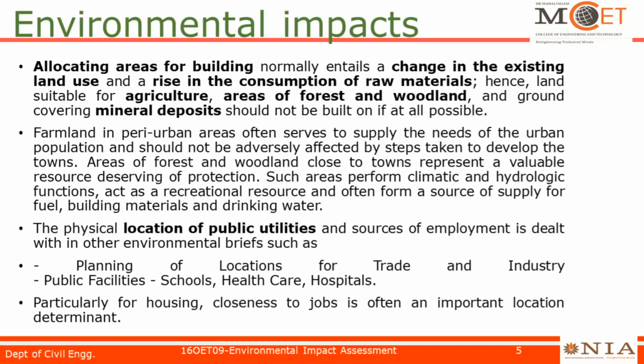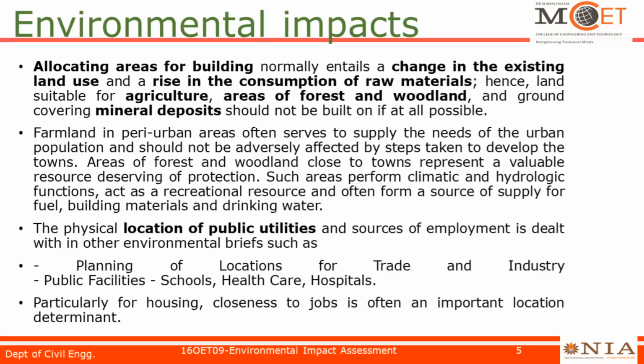So allocating areas for building normally entails a change in the existing land use and a rise in the consumption of raw materials, right? So you need to clear some of the land areas. It may be forest, it may be agricultural land, it may be vacant land. You may have to clear it, right? If it's vacant land, it's not a problem. If it is agricultural and forest areas, you are creating a lot of harm for the environment by clearing those, right? Hence, land suitable for agriculture, areas of forest and woodland, and ground covering mineral deposits should not be built on if at all possible, right? So it is better to avoid those areas so that you protect the environment.